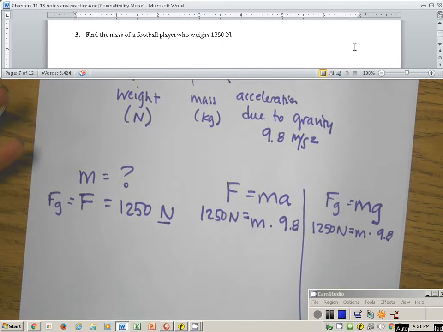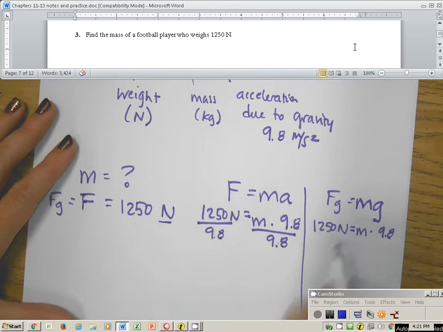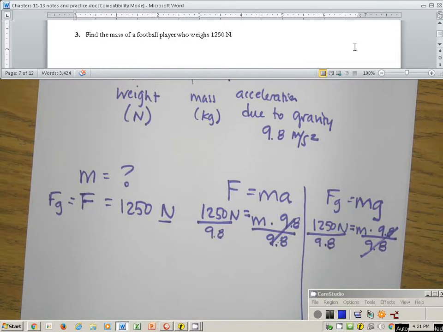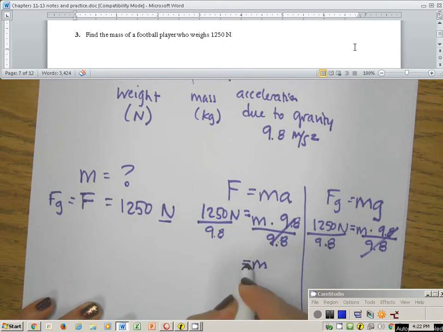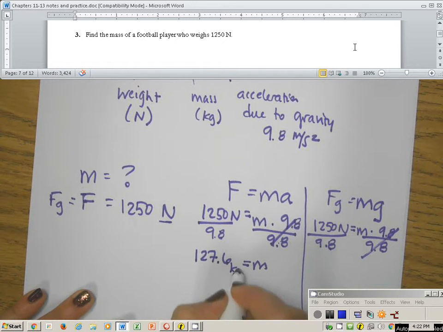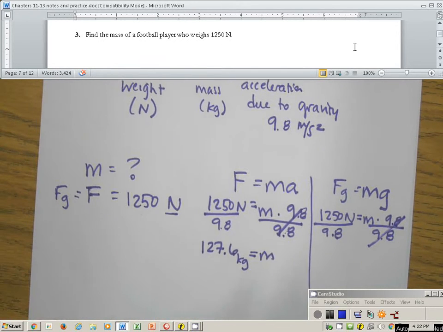In either one of them, I need to get m by itself, and how I do that is I divide both sides by 9.8. It'll be the same thing over here. There is absolutely no difference. 9.8s will cancel, and for both of them, this guy, or I guess it could be a girl football player, this person will have a mass of 127.6 kilograms. And how I know it's kilograms is I just simply have to memorize that mass will be measured in kilograms.